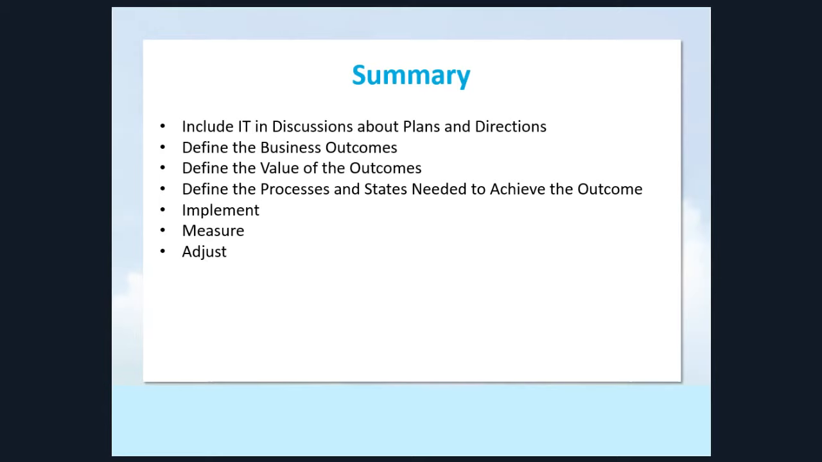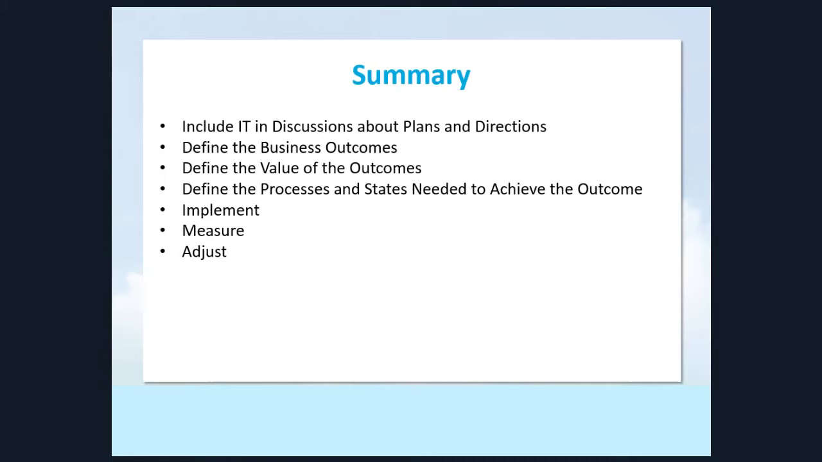So to sum this part up, we need to include IT in the discussions and plans and direction. We need to be clear, when we do that, that we're defining those business outcomes in a way that you can articulate and understand, but also so that IT can understand them and contribute. We need to work to define the value of those outcomes. We need to understand what the value of the work is, because again, IT can spend $1 or spend $1 million. We have to help define that.